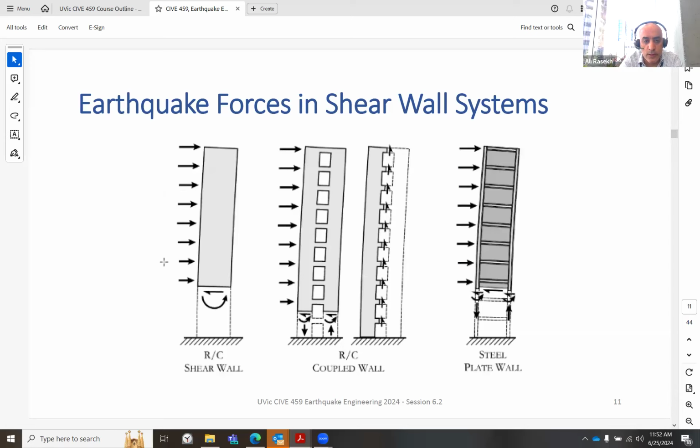Earthquake forces in shear wall systems. The force is applied here. At the base, you see the highest shear, and you see a moment that you should design for. That's a typical reinforced concrete shear wall design. If you have a coupled wall with some openings, most of this moment will be interpreted as tension on one side and compression on the other side. But each one of these smaller shear walls also sees its own moments, so it should be designed accordingly.